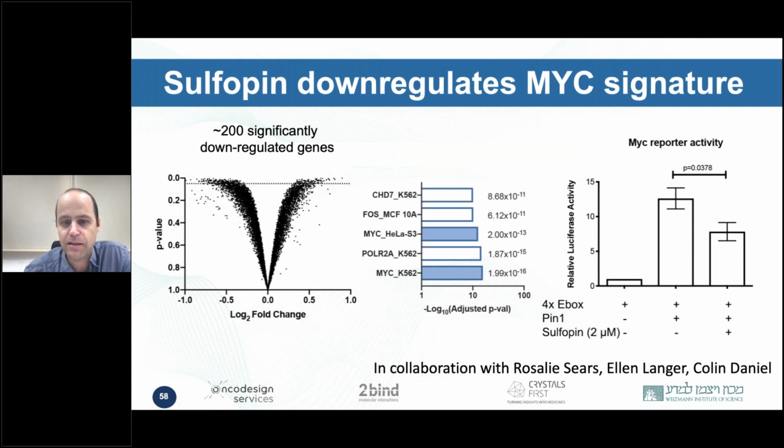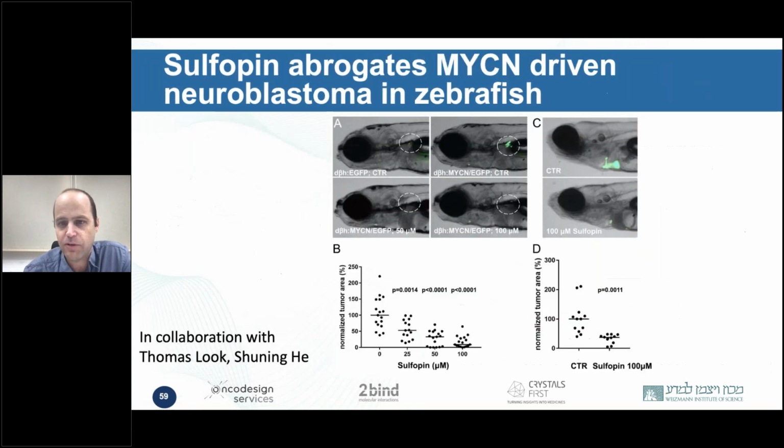This led us to test it in MYC-driven in vivo cancer models. One of them was in zebrafish, where MYC is constitutively expressed with GFP in the fish neurons, emulating genetically a neuroblastoma. So here you can see how the GFP looks like. Here you can see how a tumor looks like in this fish. And then upon treatment, just adding sulfopin to the swimming water at these concentrations, we can abrogate tumor formation. And this is in a dose-dependent manner.